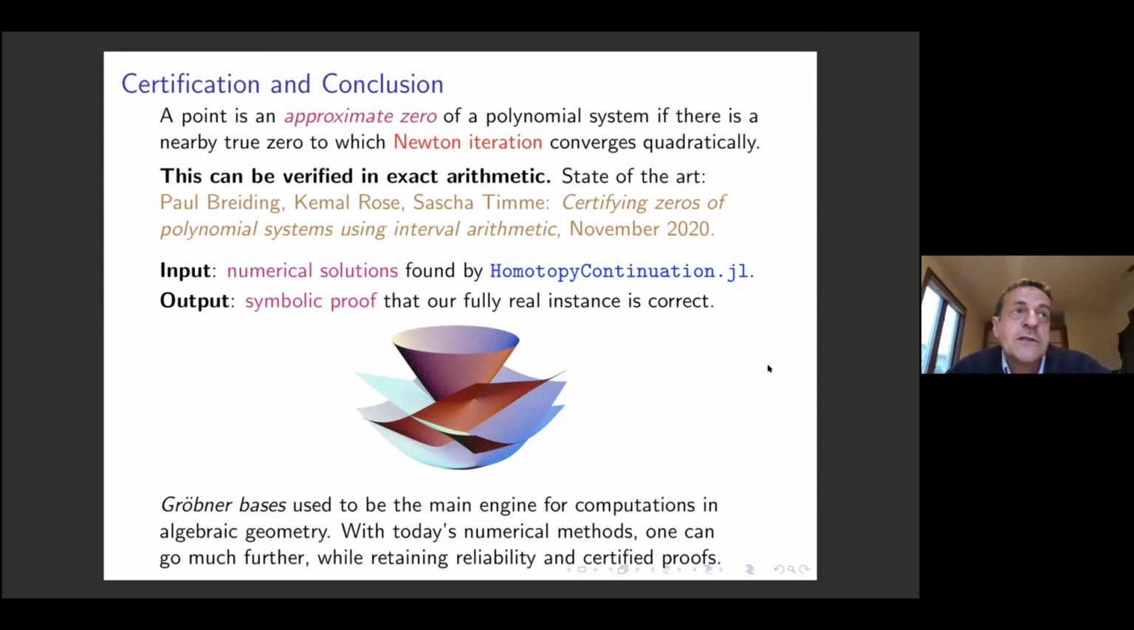So Gröbner bases, symbolic methods, of course, have the advantage that they're exact and certified, but nowadays with a posteriori certification, notably with this article, if you have your polynomial system and you find approximate zeros by some method, say in a second using homotopy continuation in Julia, then a posteriori, quite fast, you can give a proof that your numerical solution is correct.